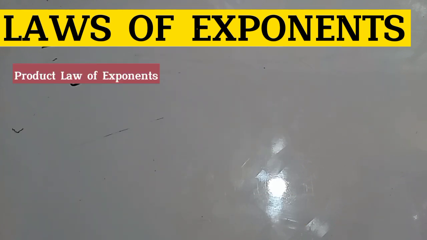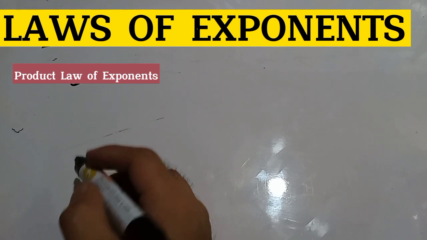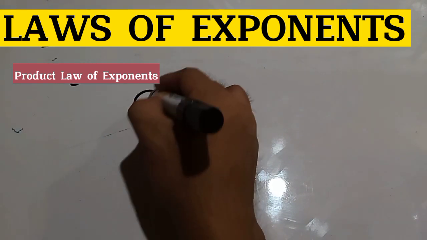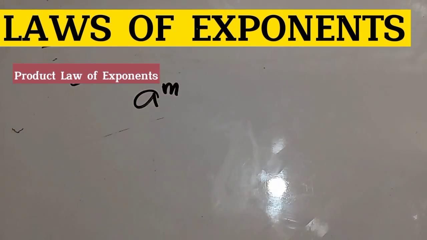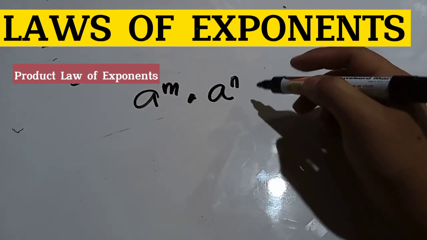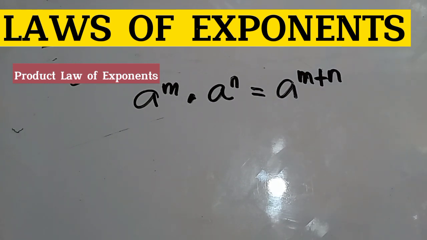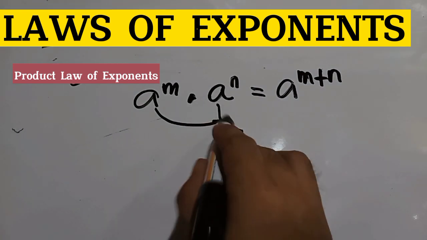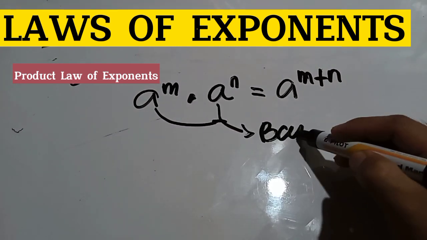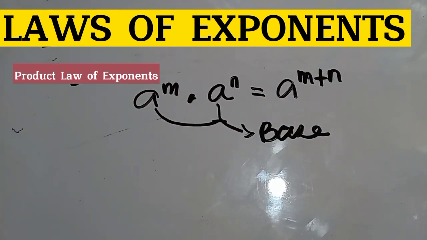Alright. Okay. Product Law of Exponents. So, paano natin ito i-solve? Meron po tayong formula na dapat nating sundin. So for example, like this. So we have a raised m times a raised n equal a raised m plus n. So this is itinatawag na base. So the same base, ibig sabihin i-add lang natin ang exponents.